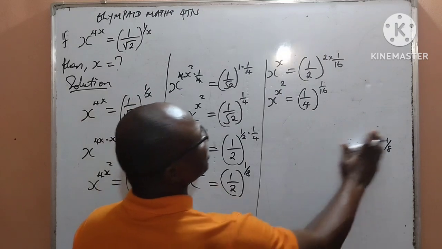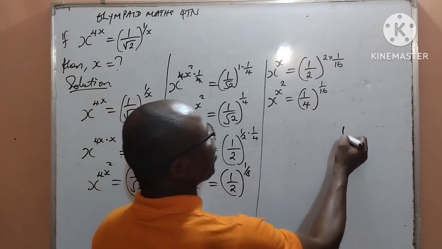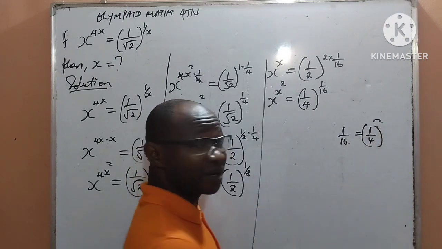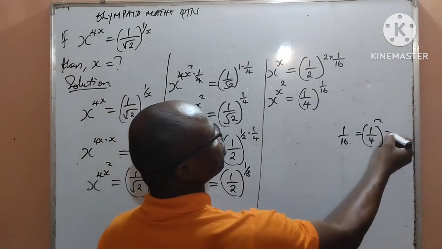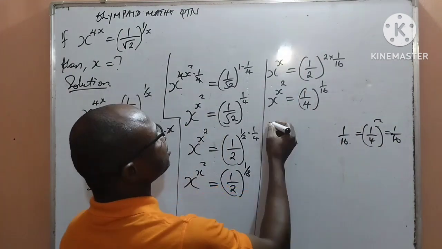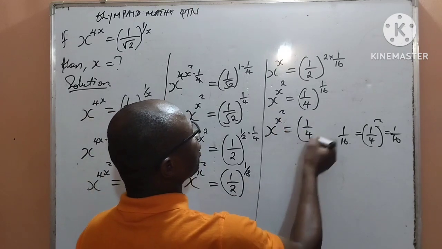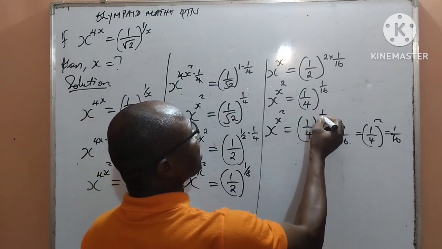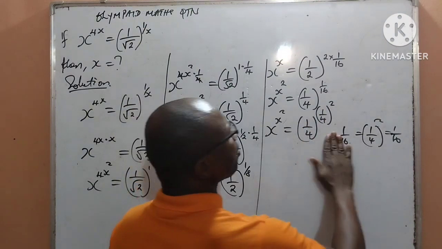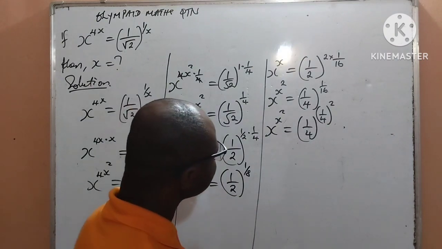Alright, so at this point, I can also let you know that 1 over 16 can be written as 1 over 4 to the power of 2, because 1 to the power of 2 is 1 and 4 to the power of 2 is 16. Permit me therefore to express my 1 over 16 as 1 over 4, everything to the power of 2. Okay? We are almost at the final point.